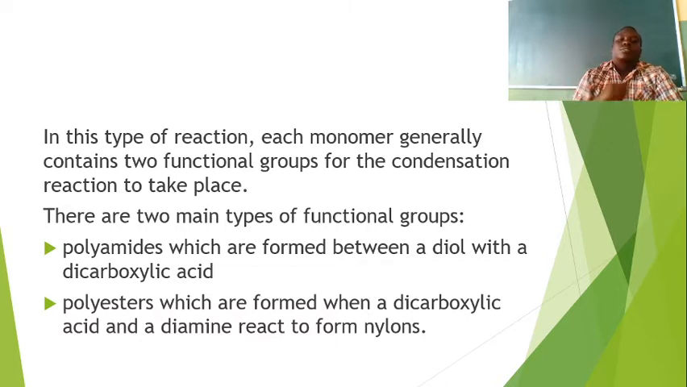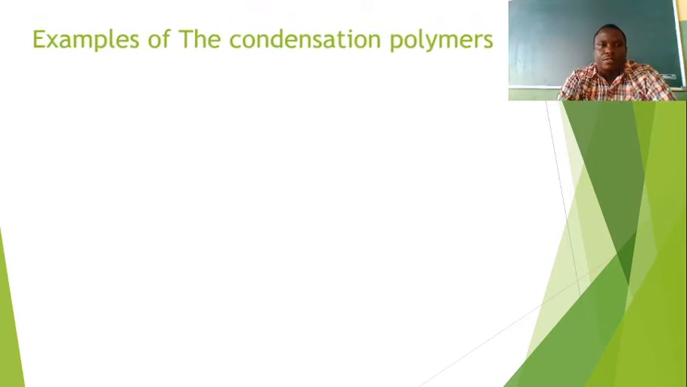So also there are polyesters. Today we are going to explore polyamides. The polyesters will be in the next lesson. So today we are going to focus on polyamides, and we explore different examples of polymers formed in this reaction of forming amide bond. So let us move.